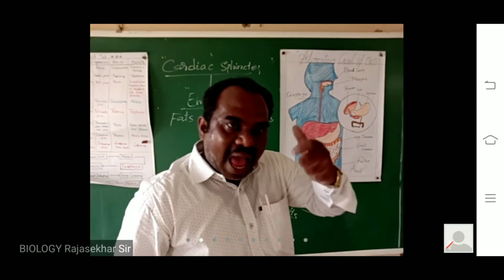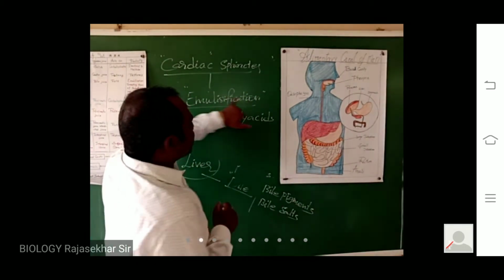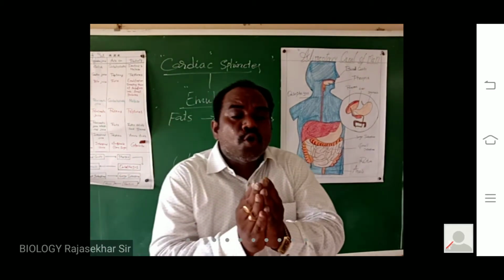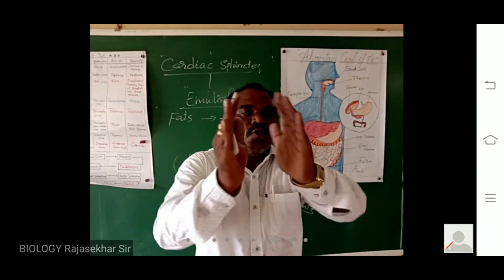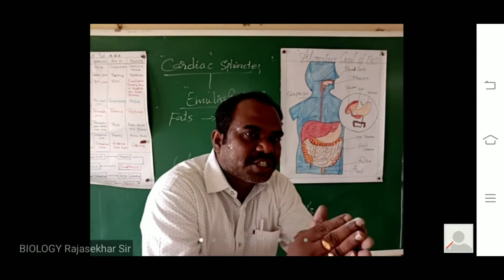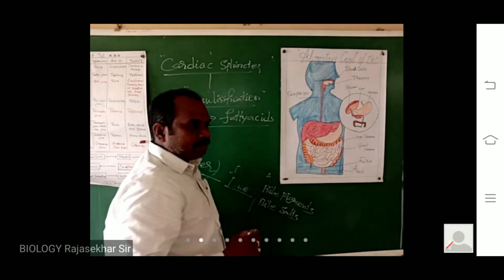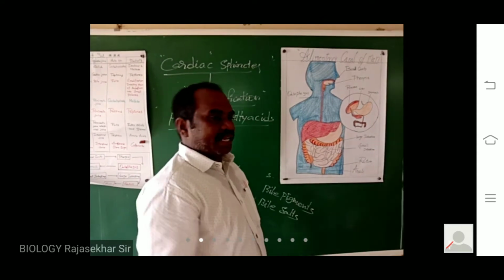Bile juice helps emulsification of the food materials. Emulsification means fat globules, fat materials, are converted into fatty acids. Fats are converted into fatty acids. This is emulsification. Bile juice helps for the emulsification of the food materials.